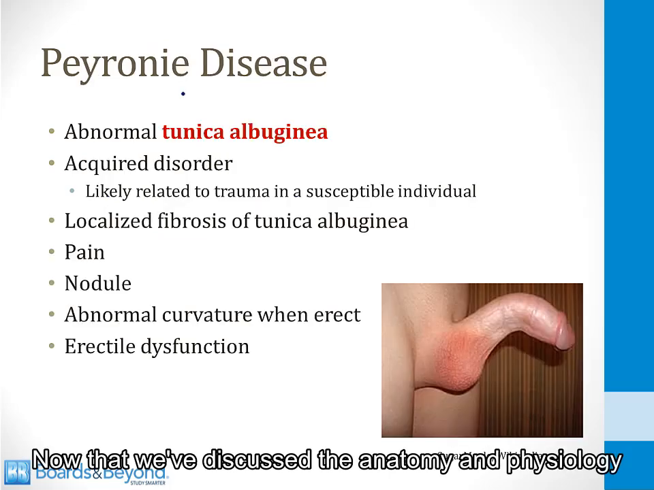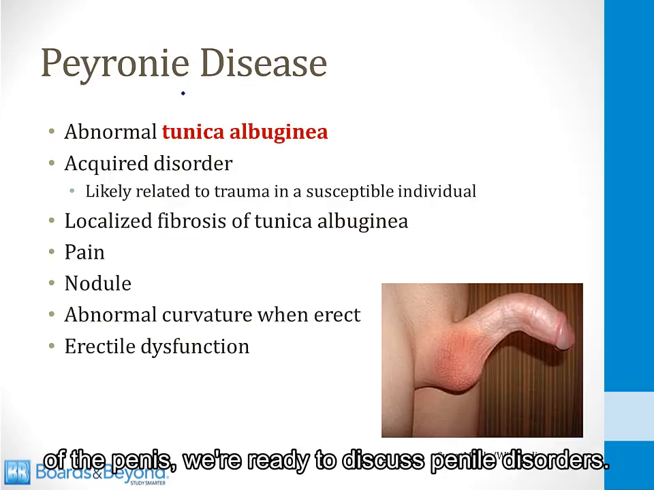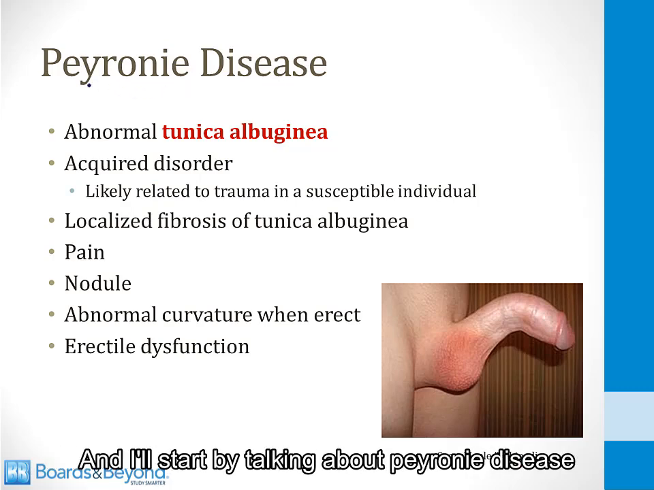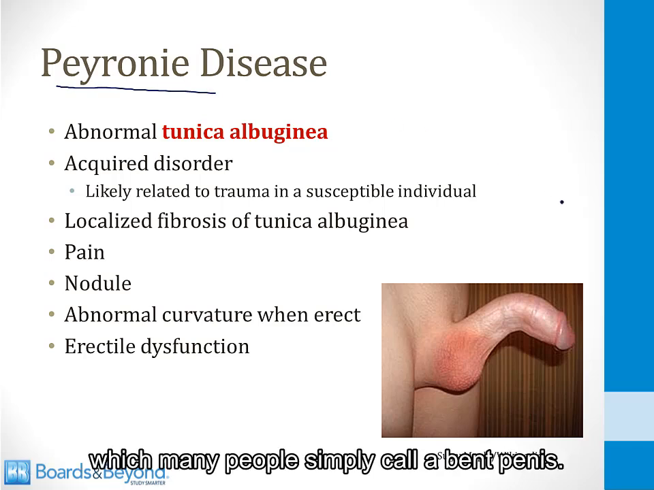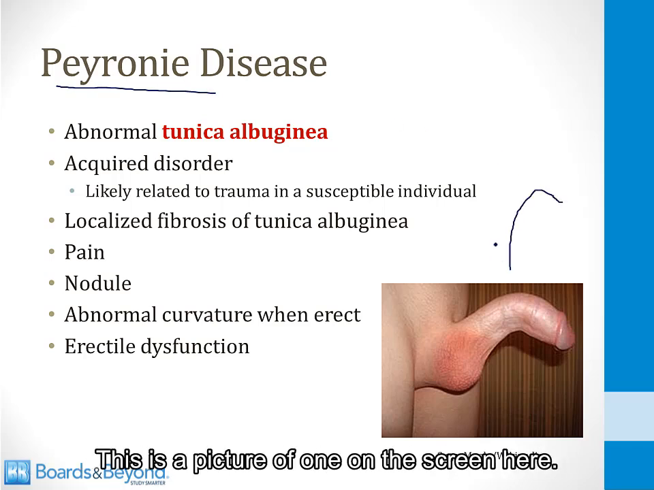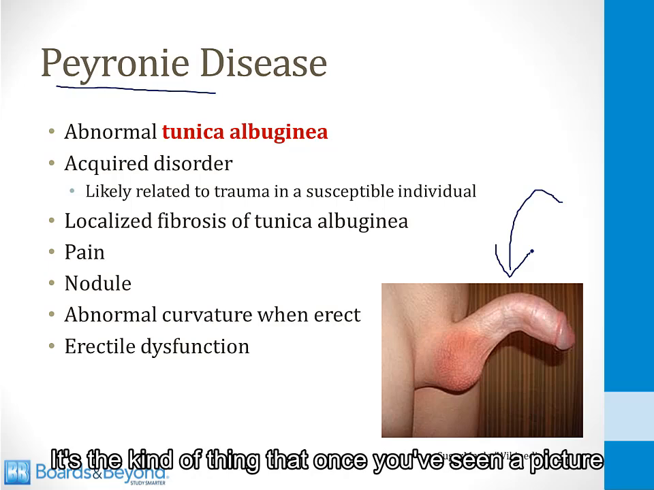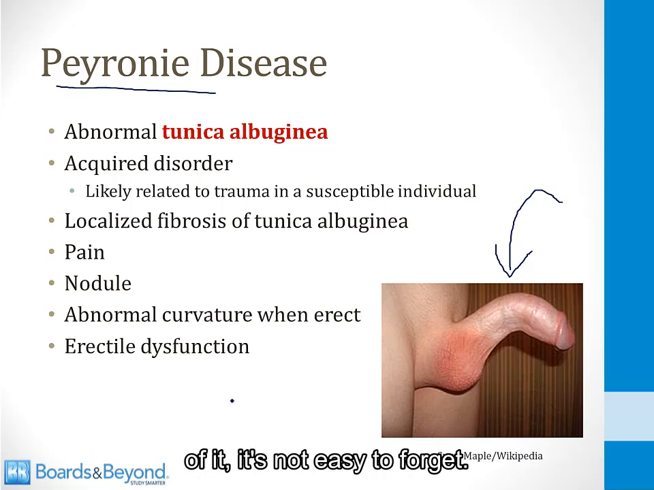Now that we've discussed the anatomy and physiology of the penis, we're ready to discuss penile disorders, and I'll start by talking about Peyronie disease, which many people simply call a bent penis. This is a picture of one on the screen here. It's the kind of thing that once you've seen a picture of it, it's not easy to forget.